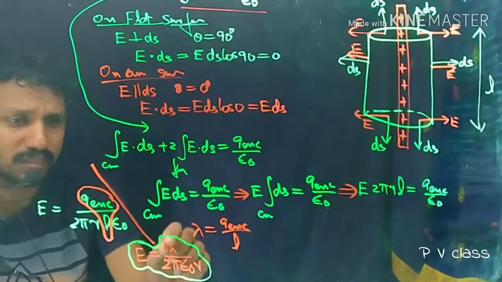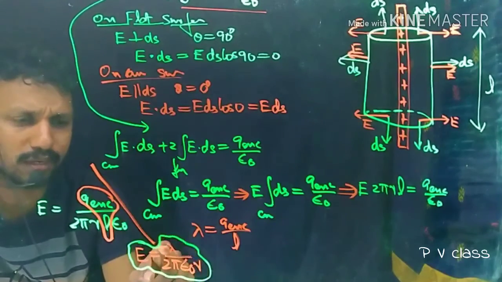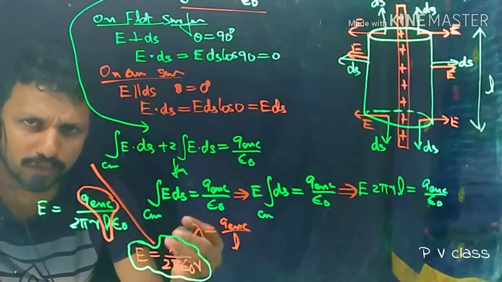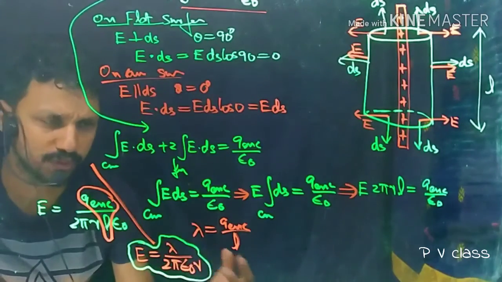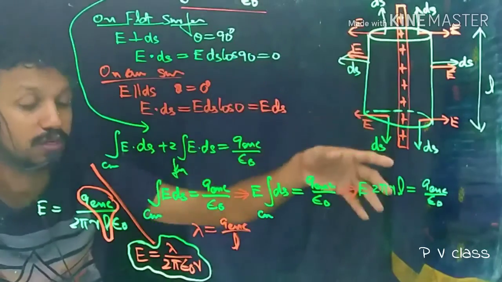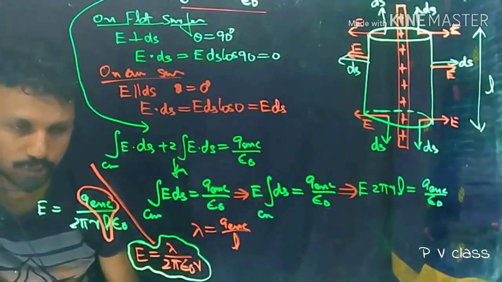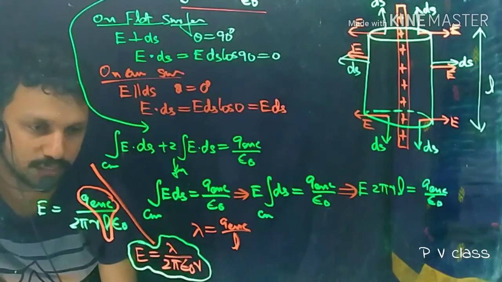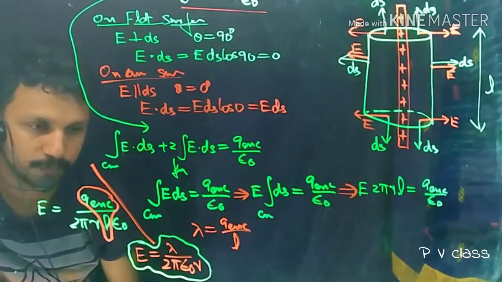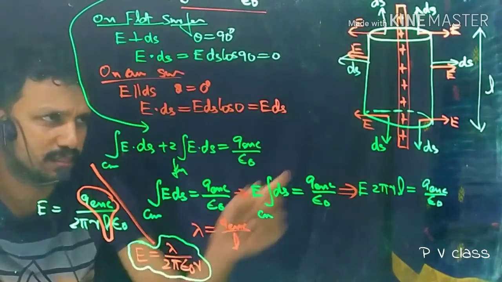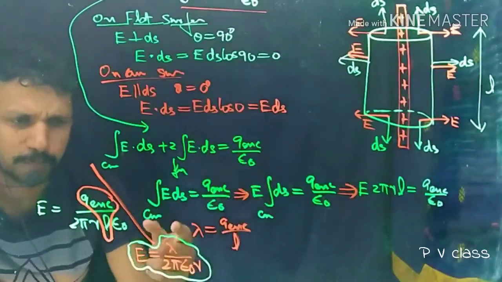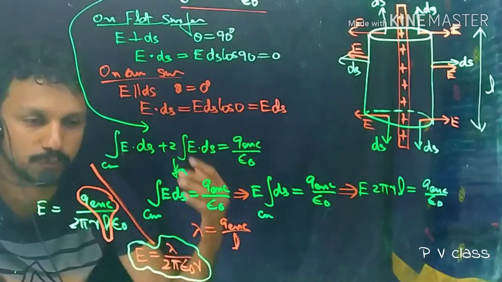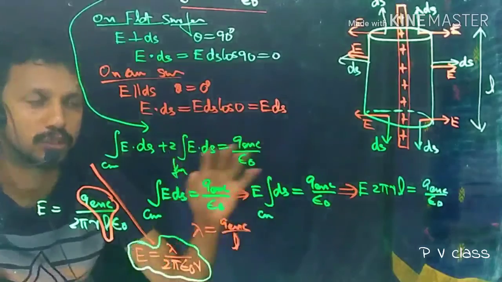Since we are representing the equation in terms of linear charge density, it could be used for a finite conductor or an infinite conductor. Therefore, even if the conductor is infinitely long, we could use this equation. This is the electric field intensity due to an infinite line charge. E is electric field intensity at a distance r from the straight conductor, where lambda is the linear charge density. Linear charge density is charge per unit length. Hope you have understood this derivation.